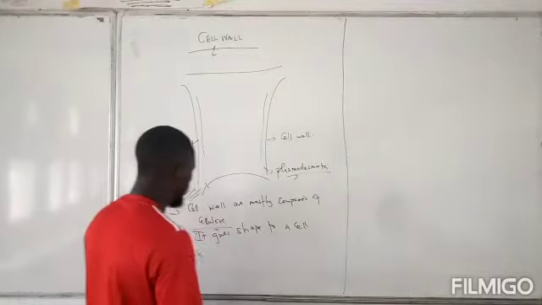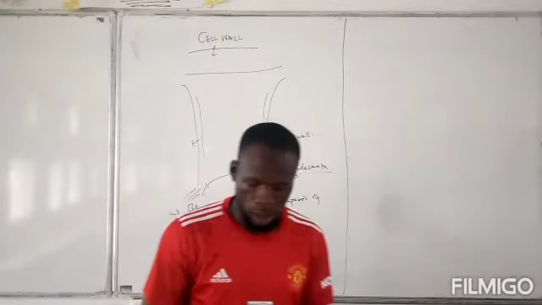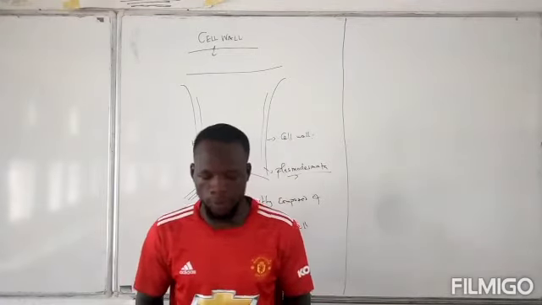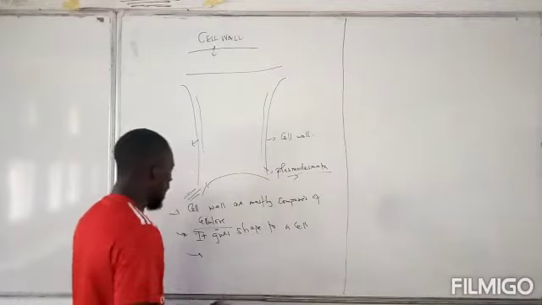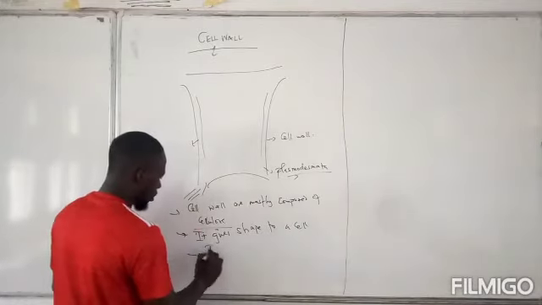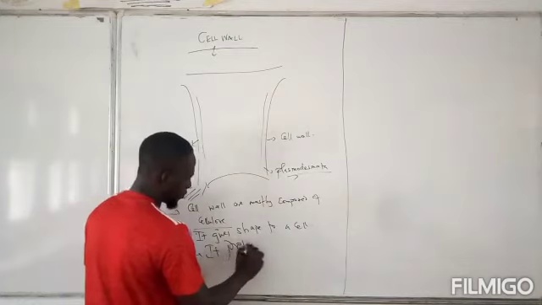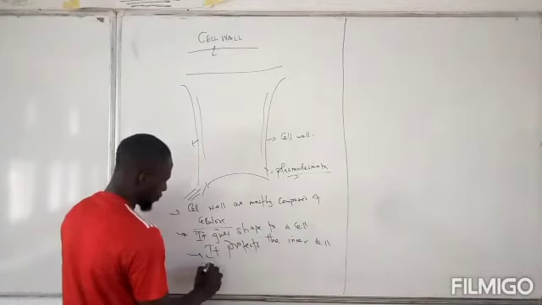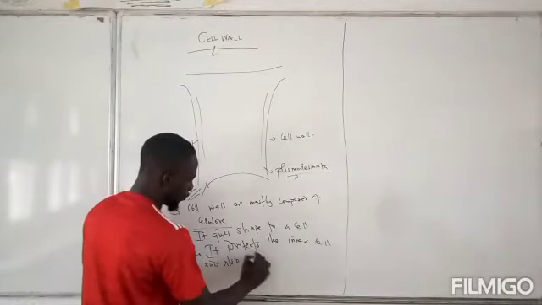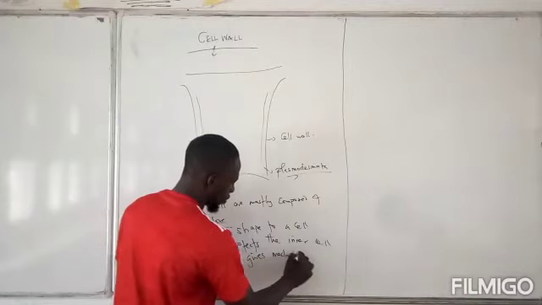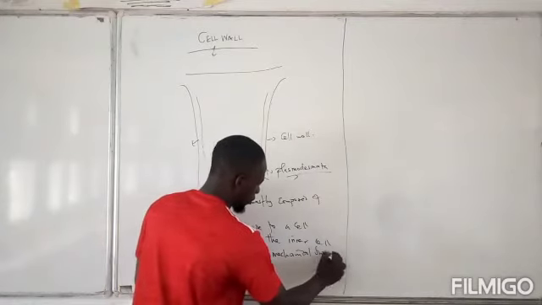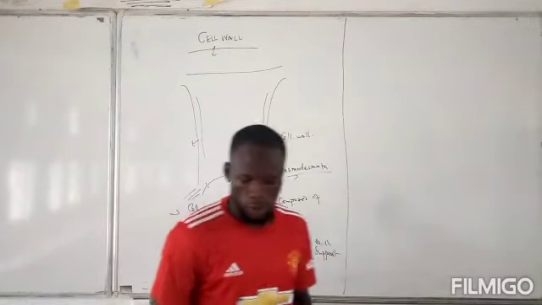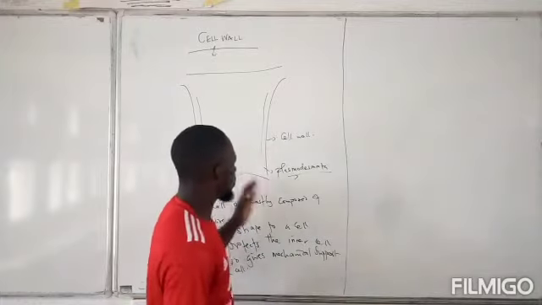and it also protects the cell against various metabolic activities that are going to be dangerous to the cell. So it protects the inner cell and also gives mechanical support to the cell. So that is it for the cell wall.